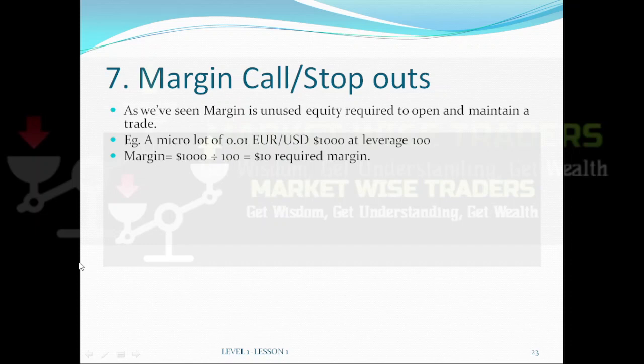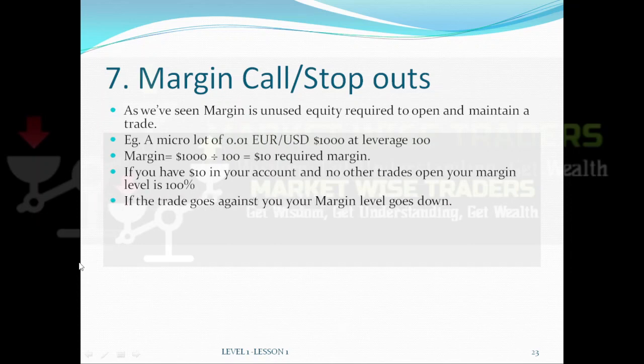So technically speaking, if the trade goes to $9.99 or $9.90, which is about 1 pip against you, the broker is allowed to close your position. Not many of them do that, but they are allowed to at that point. If you have $10 in your account and no other trades open, your margin level is at 100%. Like I explained, if the trade goes against you, your margin level goes down.